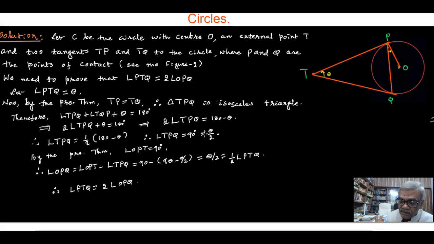Sorry, this is TPQ equals 90 minus theta by 2, and therefore angle OPT is equal to, by the previous theorem, 90 degrees, and thus we have solved the problem by proving angle PTQ is equal to twice the angle OPQ.